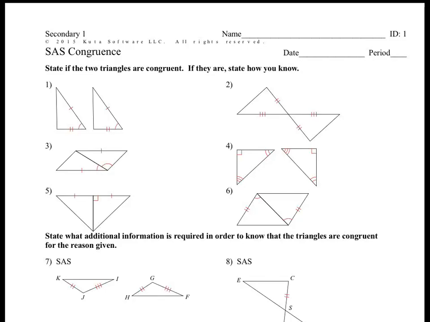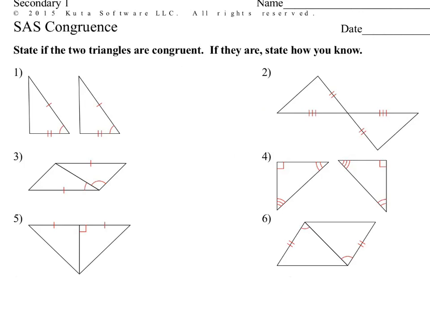Alright, so time for the solutions for the side angle side congruence assignment. So in this entire first section, you're saying if the two triangles are congruent, and if they are, you state how you know. If they are, on this one it's going to be because of side angle side.